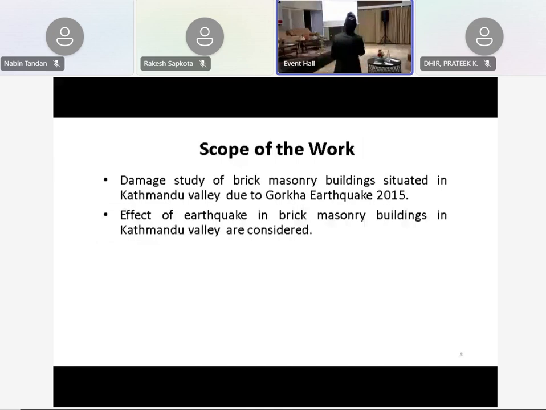Basically, for this type of masonry building in the Kathmandu Valley, we are taking brick masonry in mud mortar mostly. The study of this part is very important in earthquakes, because we should know how the buildings were damaged and collapsed or cracked in the earthquake.